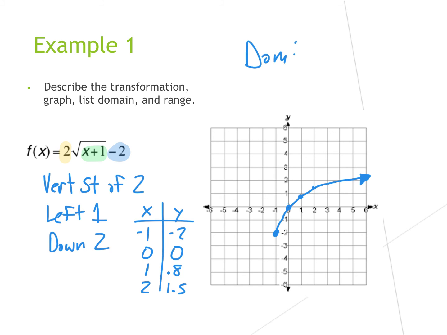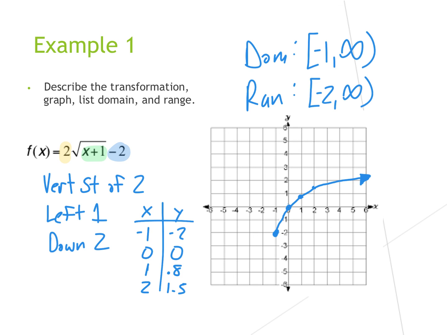So the domain, we want to think about how far to the left does this go. Horizontally, where does this exist? The leftmost point is the least horizontally, the least x value, that is -1. And then it just continues on and on until infinity as it goes to the right. So this is going to be from -1 with a bracket to infinity with a parenthesis. And then the range, same idea, but now bottom to top. So starting at -2, and then it never stops going up to infinity. And so that is -2 to infinity.